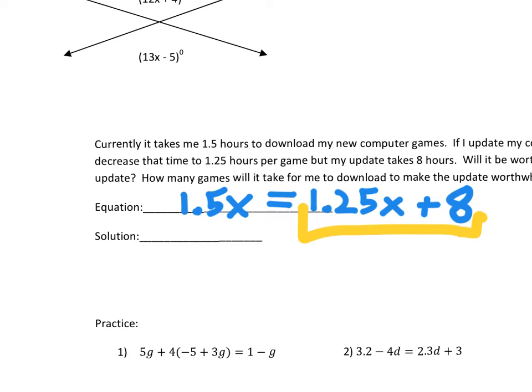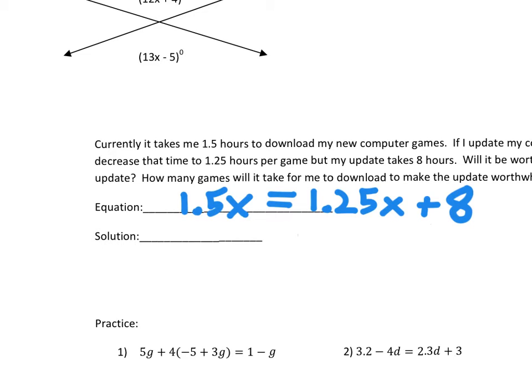If I was going to be doing 1,000 games that are going to download, obviously I'm going to want that faster download speed because the 8 hours it took for me to upgrade my computer would be canceled out by the faster download time. So solving this equation will help us find where is that break-even point and then what should I do depending on how many games I'm trying to download.